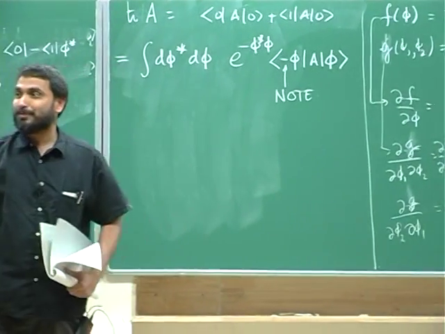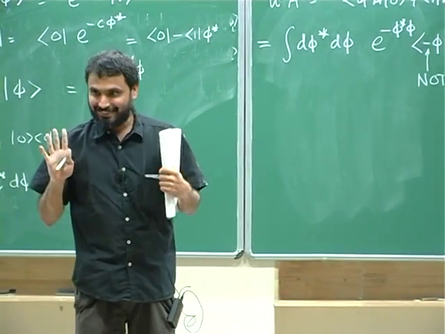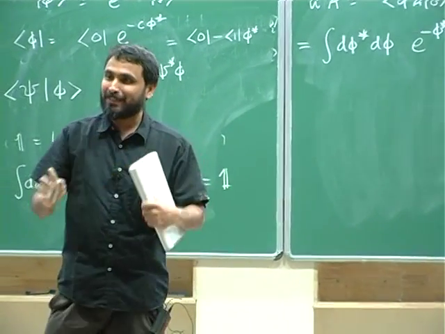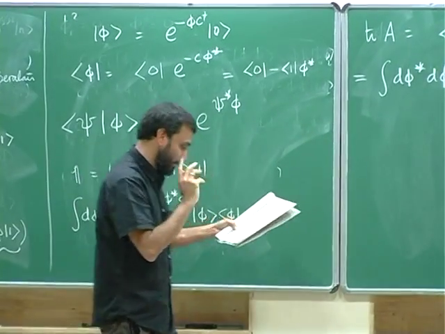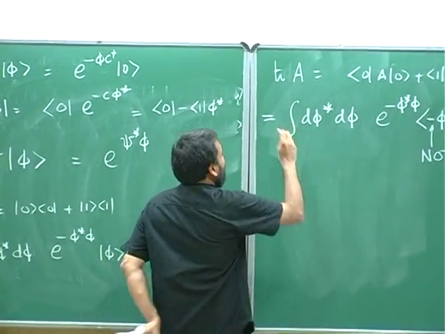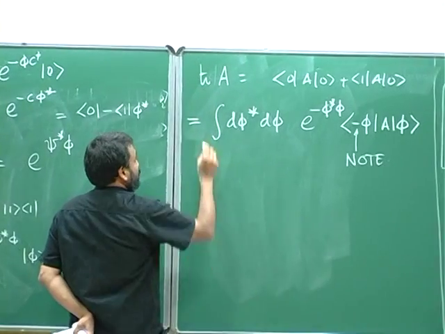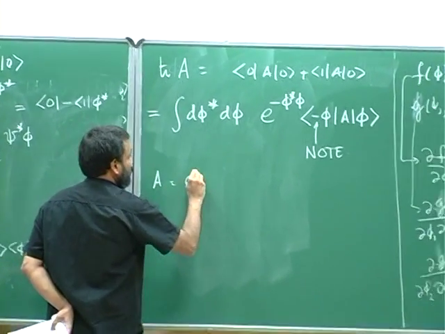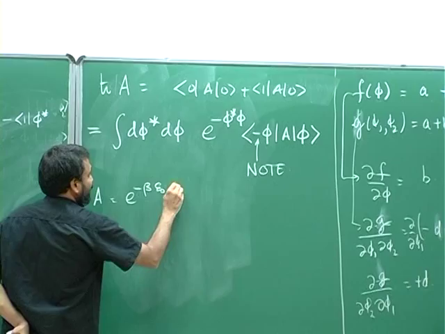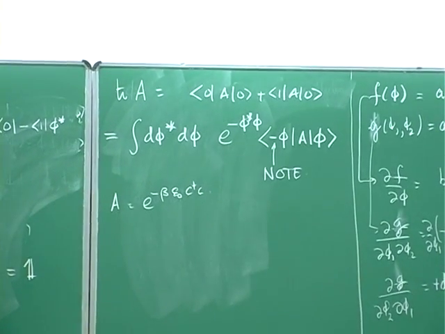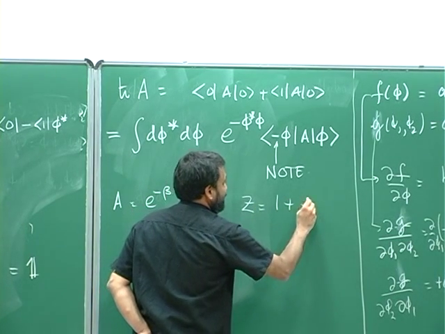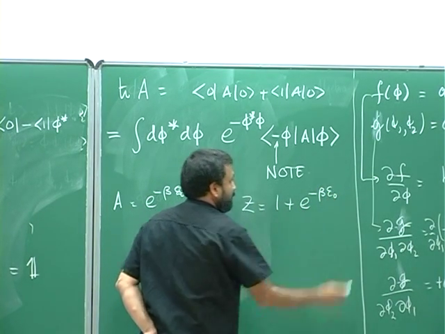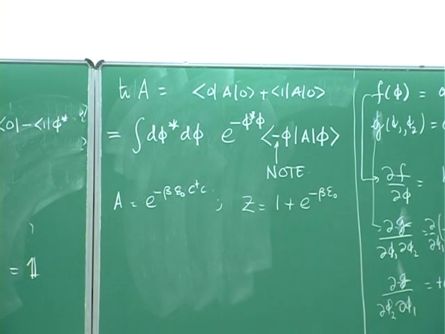Now I will show you that the rules of the world have not changed. To do this, I will calculate the partition function. Let me take A equal to e to the minus beta E naught times C dagger C. What is the partition function of the system? You can easily calculate that. Z equals 1 plus e to the minus beta E naught. Just calculate it using that formula.